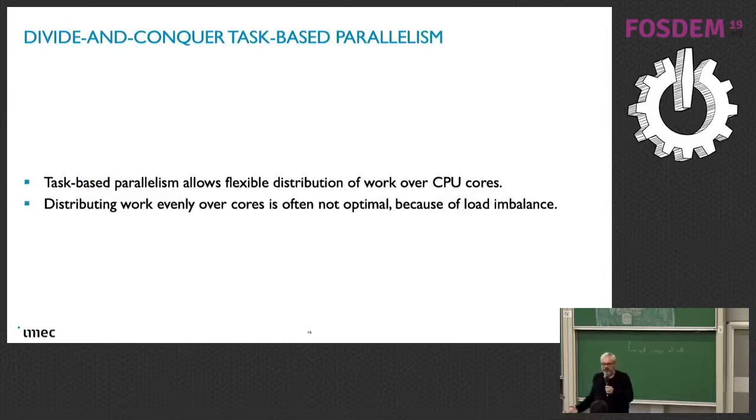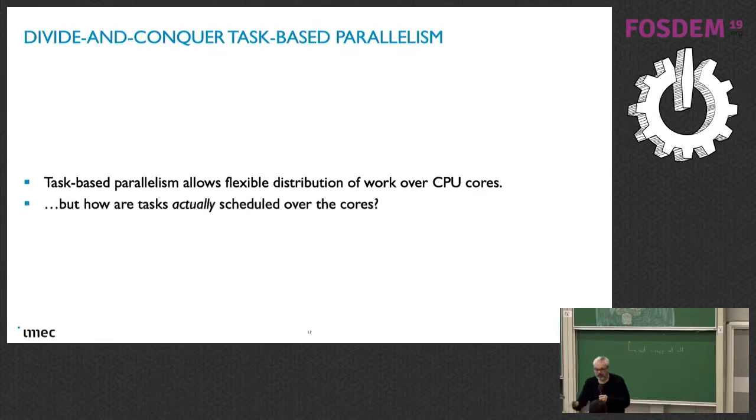So task-based parallelism allows for flexible distribution of work over CPU cores. What lots of newbies typically do in parallel programming is statically divide the work over the CPU cores, which typically leads to bad performance and is not optimal. But what I haven't explained yet is how we actually schedule the task tree. I just said we can schedule it over multiple cores flexibly, but we haven't yet explained how.